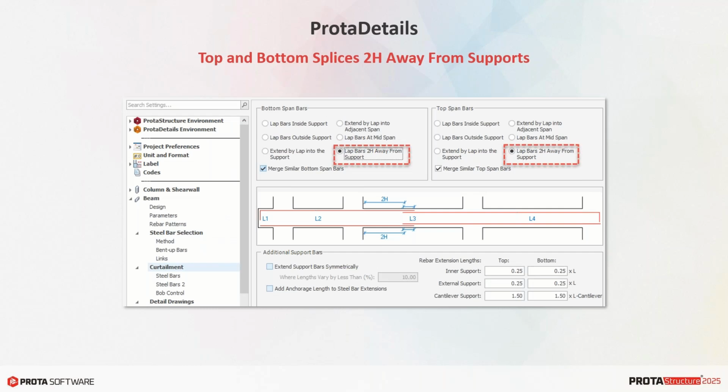Another new option was introduced to lap top and bottom bars at 2H away from the beam supports. This curtailment option is necessary for the special and intermediate moment resisting frames. Again, you can find it under beam curtailment settings.